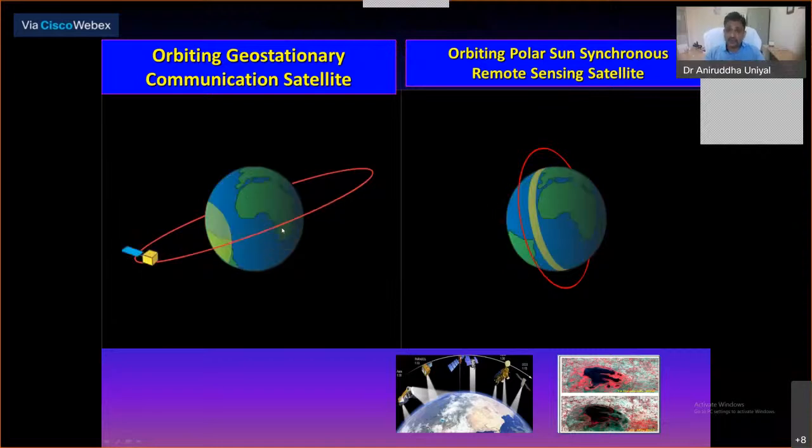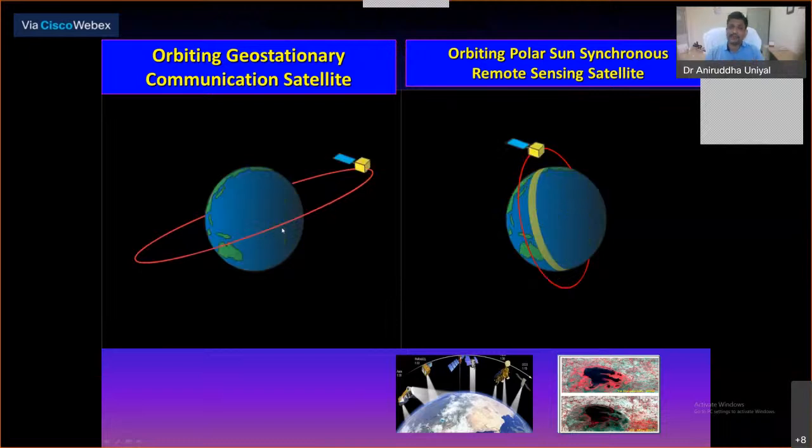On my right side is the remote sensing satellite. This satellite weighs around 1 ton or 1,000 kgs, and it is placed in an orbit of around 550 to 900 kilometers above the surface of Earth. It is a polar sun-synchronous satellite as well, because it is synchronized with the illumination of Earth from the sun.